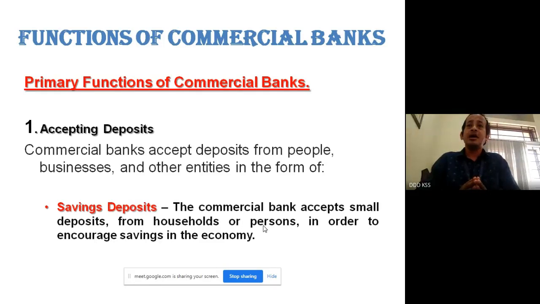The commercial bank accepts small deposits from households or from persons in order to encourage saving in the economy. Like you have heard about the savings account. So savings account is basically also known as saving deposit, which is one function commercial bank performs.